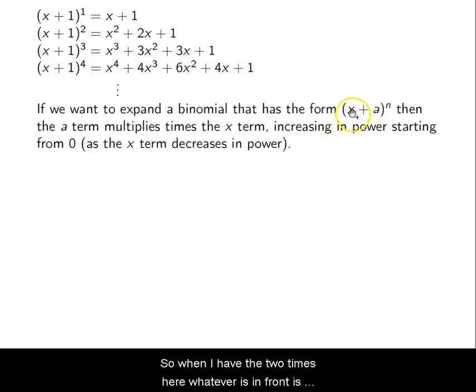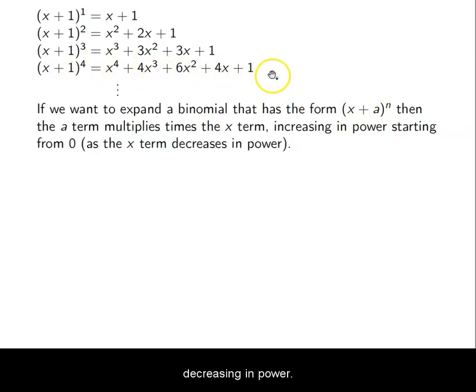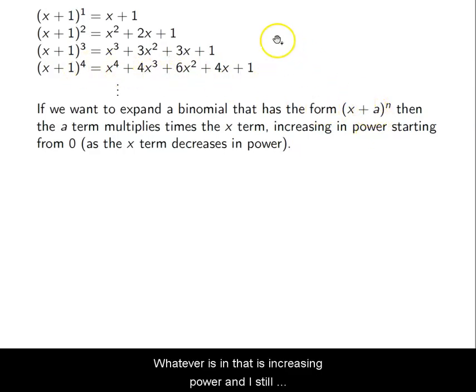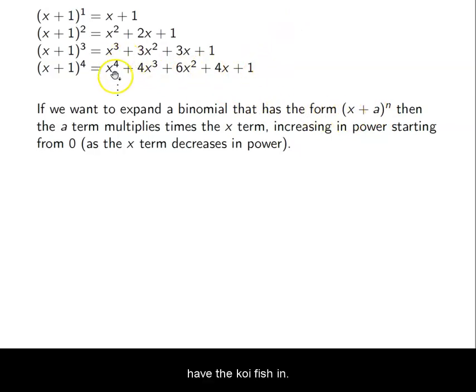So when I have the two terms here, whatever is in front is decreasing in power. Whatever is in back is increasing in power. And I still have the coefficients from Pascal's triangle involved. So for instance, (x + 2)² is going to be x² times 2 to the 0 power, with a coefficient of 1 from Pascal's triangle. I'm going to have 2.